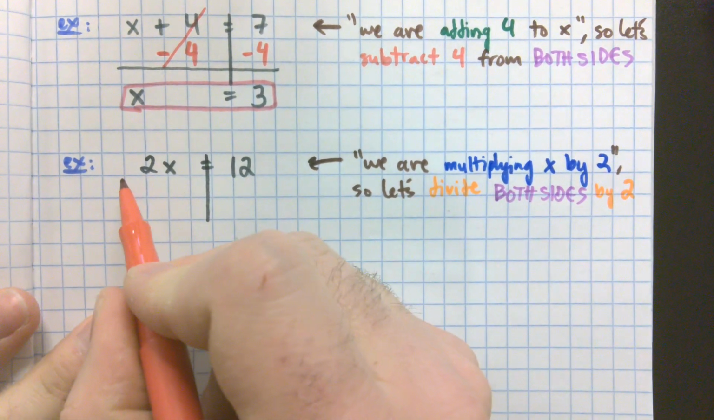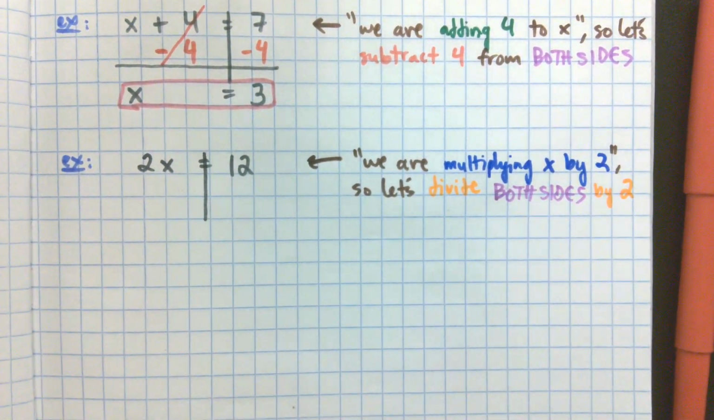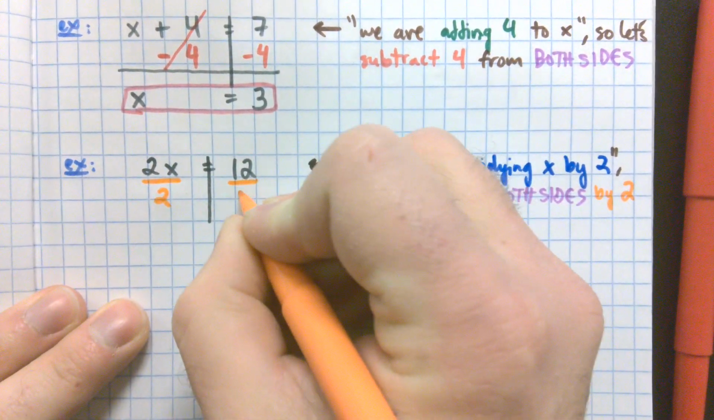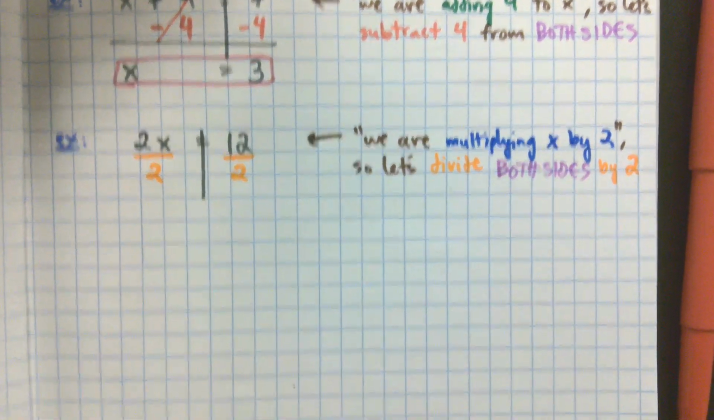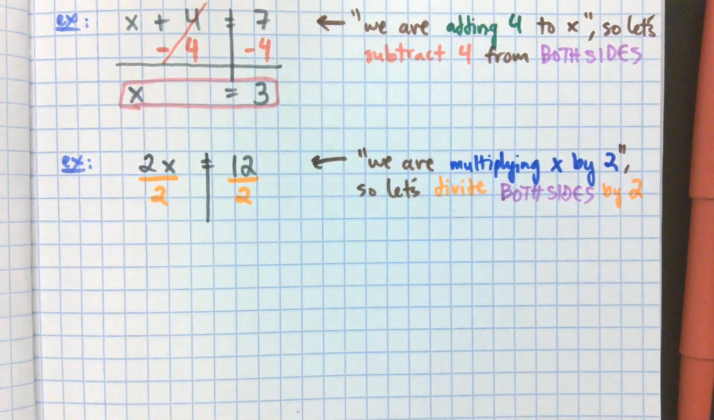We're multiplying x by 2. The opposite of that would be to divide both sides by 2. Not just the left side. We've got to divide the right side as well. We've got to keep this equation nice and balanced. In order to do that, we have to do the same thing on the left that we do on the right.